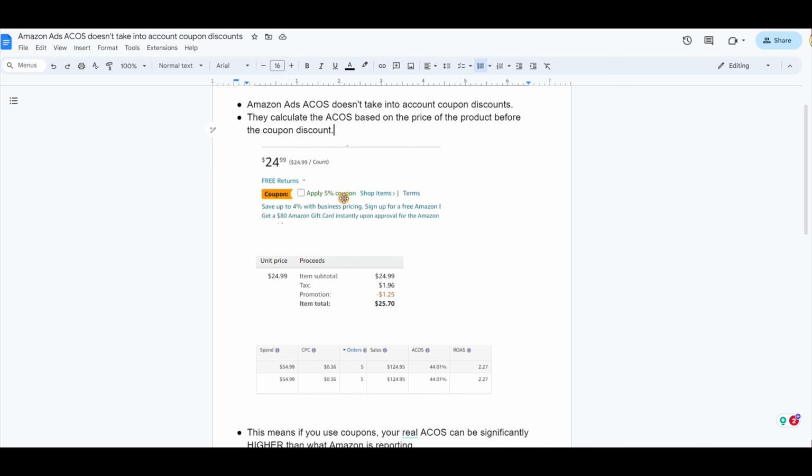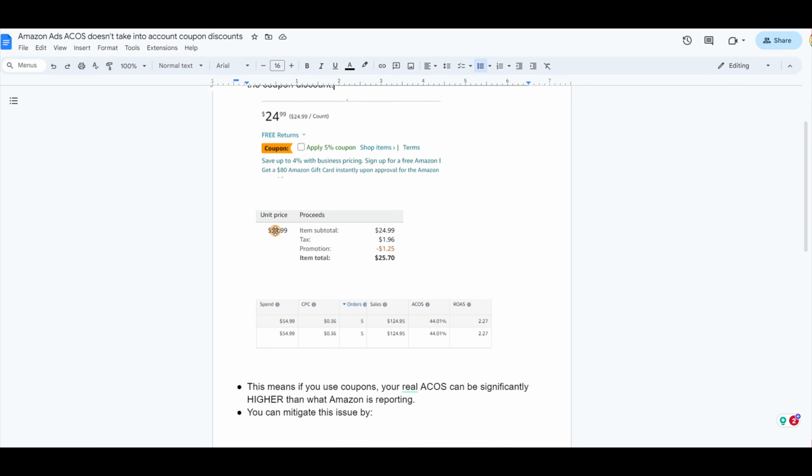I'll give you an example of a test that I did. This product is selling for $24.99 and has a 5% coupon. As you can see, customers order the product. They are paying $24.99 minus $1.25 plus tax, so the real cost is a little under $24. And as you can see here, Amazon is reporting that we got 5 orders and that the sales were $124.95 at a 44% ACOS. So this is taking into account $24.99 times 5.